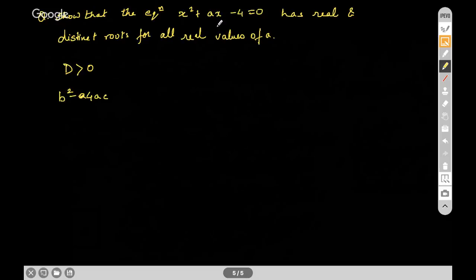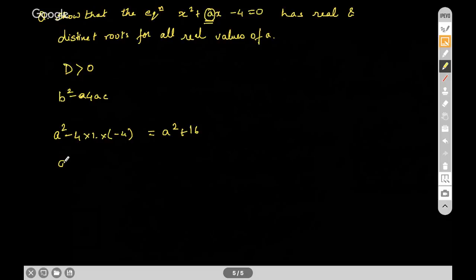Now what is b here? The b value is a. If you see, don't get confused. Here the b value is a. So hence I will write a square minus 4ac. So minus 4 times 1. A is 1 in this question. So don't get confused by this a. This a is nothing but b in our general equation. And here the a value is 1 and c value is -4. So hence D is equal to a square plus 16.